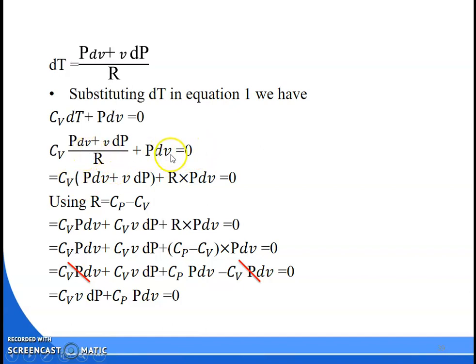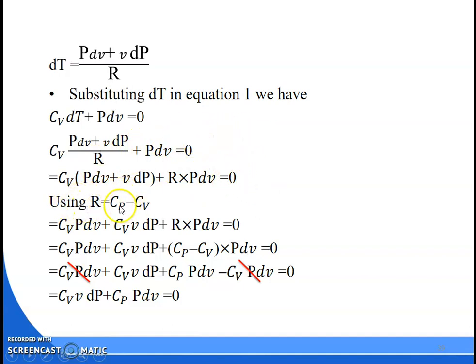So I am taking the LCM R. By taking the LCM R, then what I got? Cv into (P dV plus V dP) plus R into P dV, and this R will become 0 if I take this side. So what I got? Cv into (P dV plus V dP) plus R into P dV is equal to 0. In the denominator you got R, and this R, taking this side, will be 0.